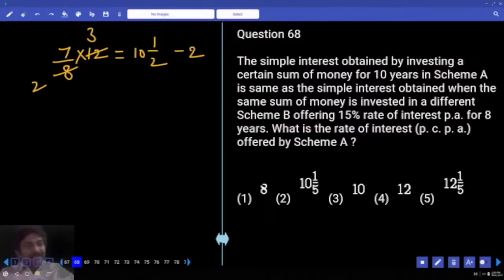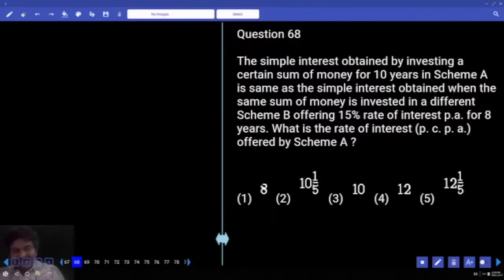Simple interest obtained by investing a certain sum of money for 10 years in scheme A is same as simple interest obtained when the same sum of money is invested in a different scheme B offering 15% rate of interest per annum for 8 years. What is the rate of interest offered by scheme A? There is only one condition here. Something is equal. What are they? Interest. Simple interest in both cases are equal.